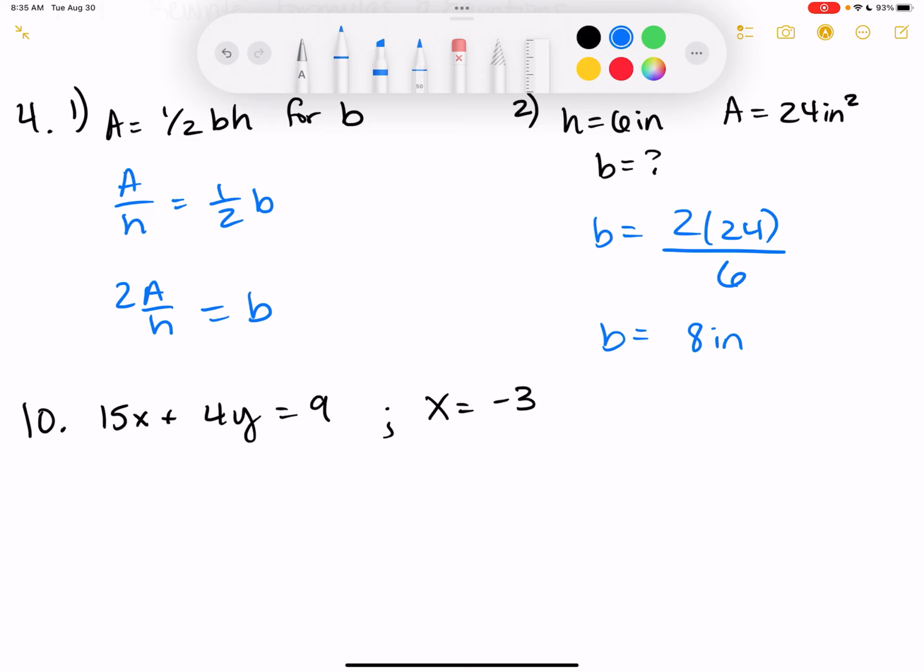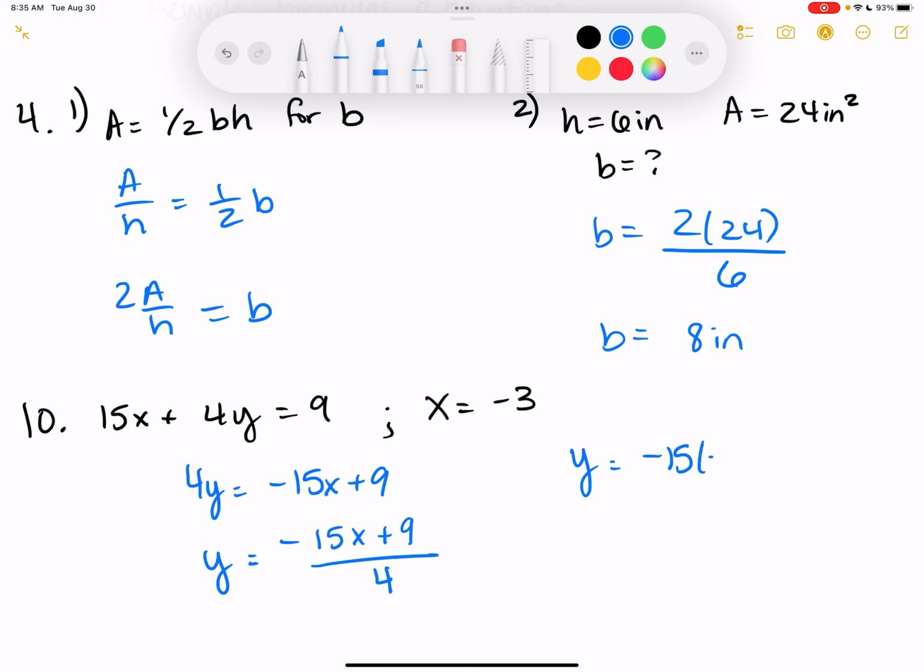So I want to get y by itself first, so what do I need to do first? Subtract 15x from both sides. So 4y equals -15x plus 9. And what? Divide by 4 on both sides. So y equals -15x plus 9 over 4. And so then now we're going to plug in the value of x. So y equals -15 times -3 plus 9 over 4.